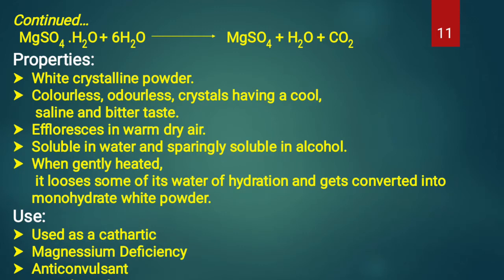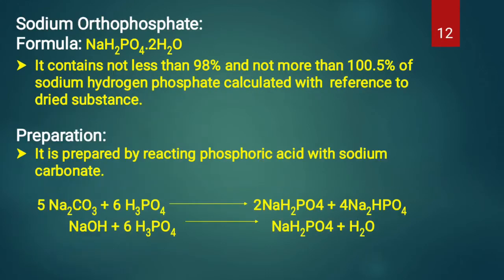Properties. Magnesium sulfate occurs as a white crystalline powder. It is colorless, odorless crystals having a cool, saline, and bitter taste. It effloresces in warm, dry air. It is soluble in water and sparingly soluble in alcohol. When it is gently heated, it loses some of its water of hydration and gets converted into its monohydrate form that occurs as a white powder. Use. It is used as a cathartic, in magnesium deficiency, and as an anticonvulsant.